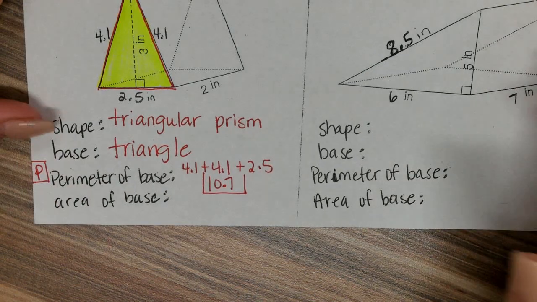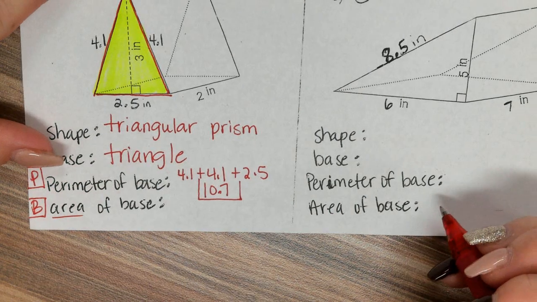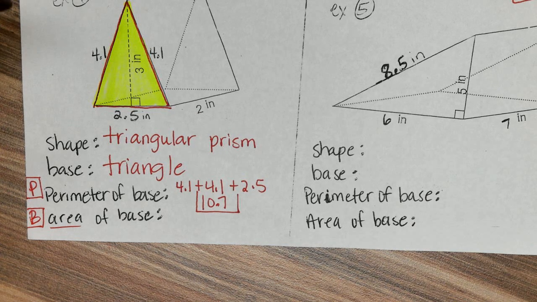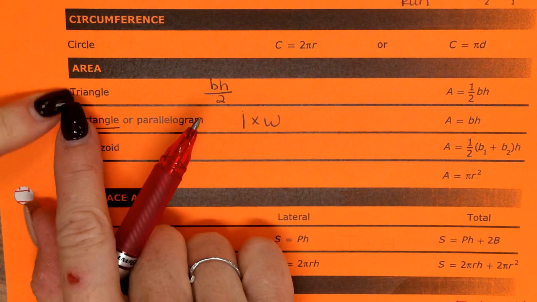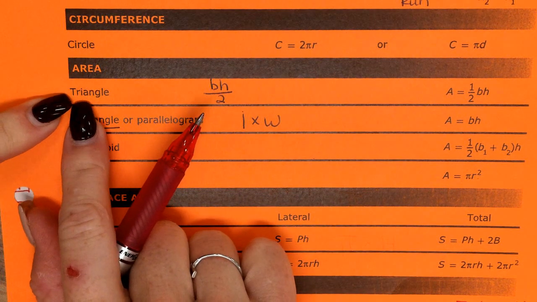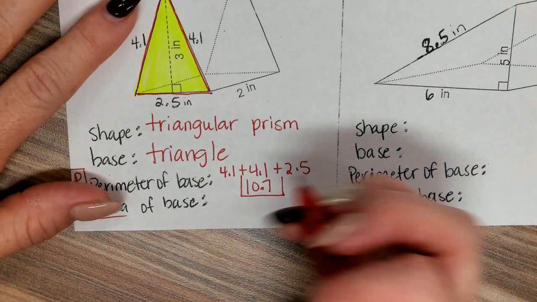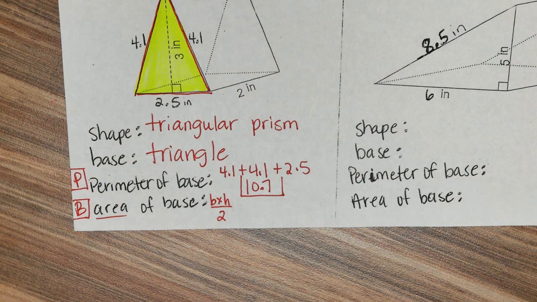The next thing we're going to find is the capital B, the area of the base. Now for this one, I have to go to my star chart. So I go to the section titled Area. What is the formula for area of a triangle? Base times height divided by 2. Write that down. Base times height divided by 2.